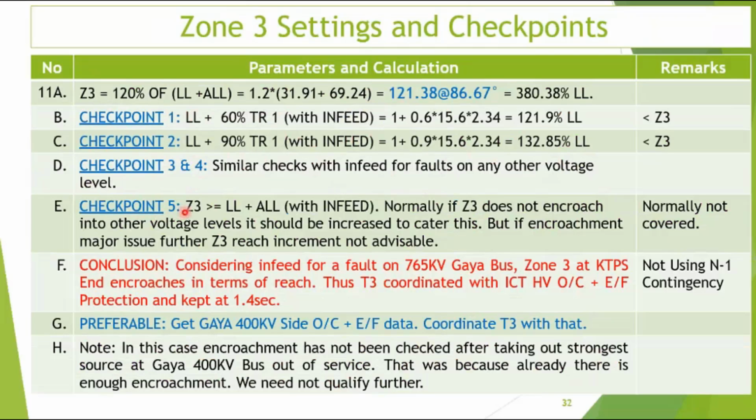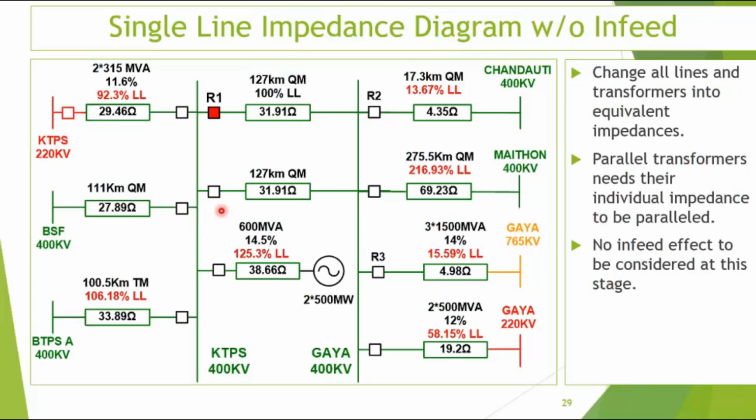Now this checkpoint 5 is important. Zone 3 is supposed to cover the whole bus, the whole longest line. Again, go back. Zone 3 of this line is supposed to cover this. We are supposed to see whether, creating a fault on this, what is the impedance seen by this relay. Normally we don't see. We just blindly give 120% of this plus longest line and hope that it will see. But normally it will not happen.